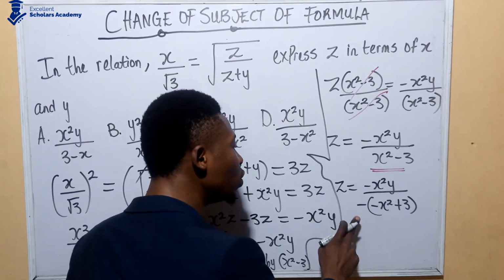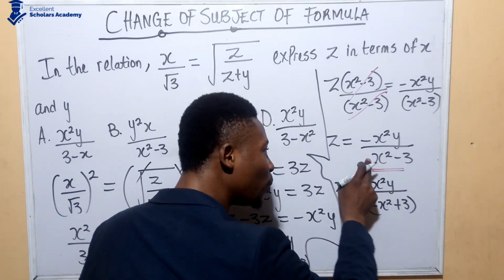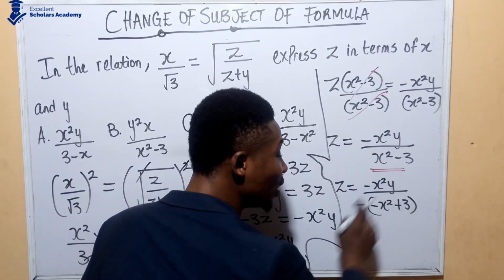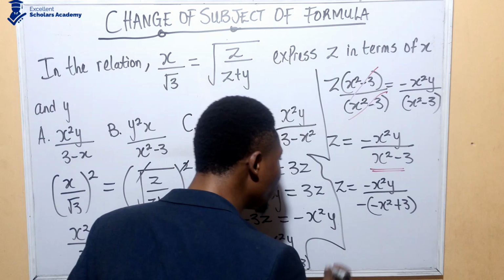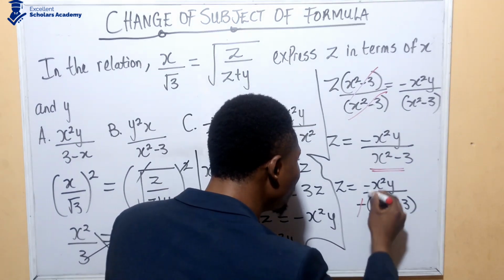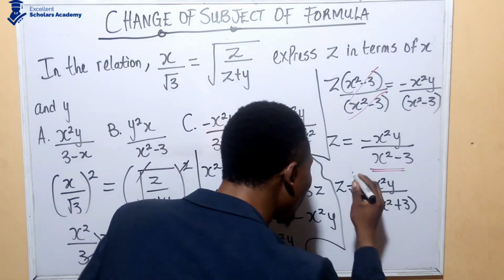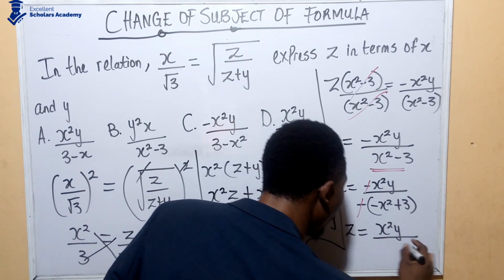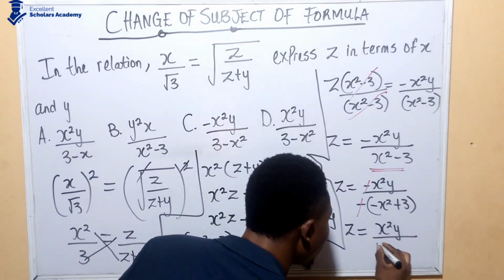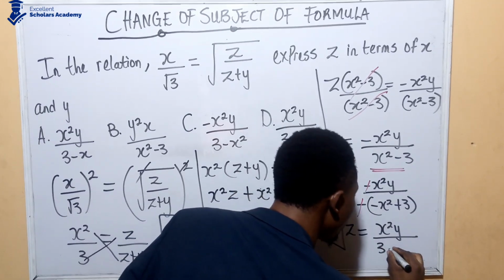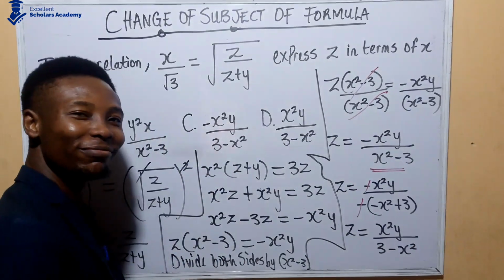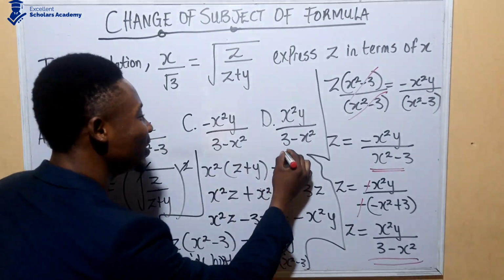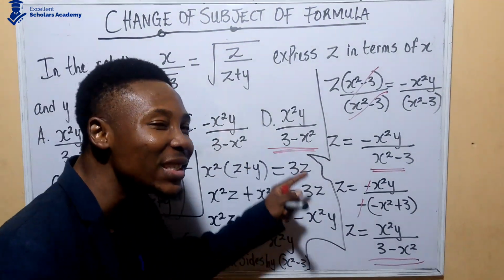Now, before we continue, if you notice, minus times minus still gives you the positive x squared. Minus times plus here still gives you the minus 3. But you're trying to do something. You will notice that this minus takes away this minus from here. Now, do you know I can also write this as z is equal to the same x squared y over, now bring this 3 in front. You have plus 3. And then bring this minus x squared behind. You have minus x squared. So, this looks like what? This. So, option D is our answer.